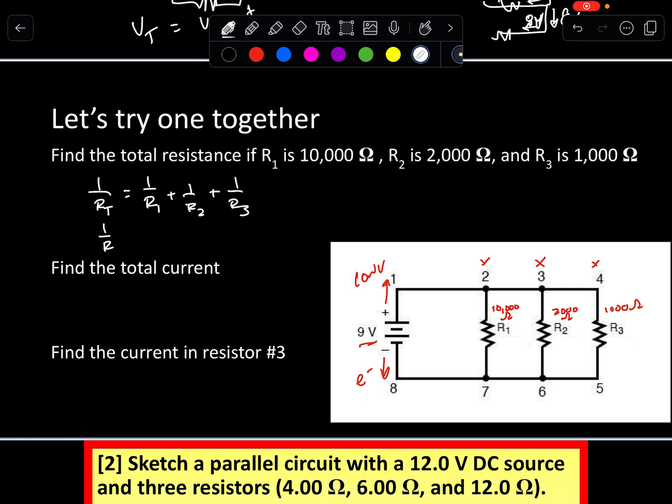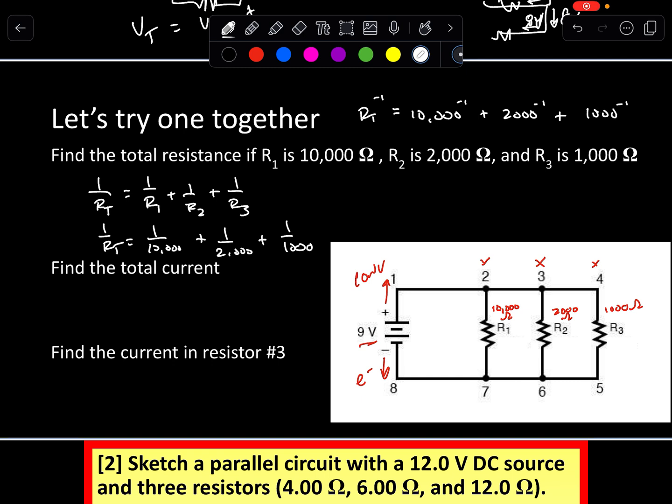1 over R total equals 1 over 10,000 ohms plus 1 over 2,000 ohms plus 1 over 1,000 ohms. Now, a couple different ways you can do this. I know you have the fraction button or that option on your calculator. You can also just go like this: R_T to the negative 1, inverse basically, equals 10,000 to the negative 1 plus 2,000 to the negative 1 plus 1,000 to the negative 1. Again, your choice as to whatever you want to do here.